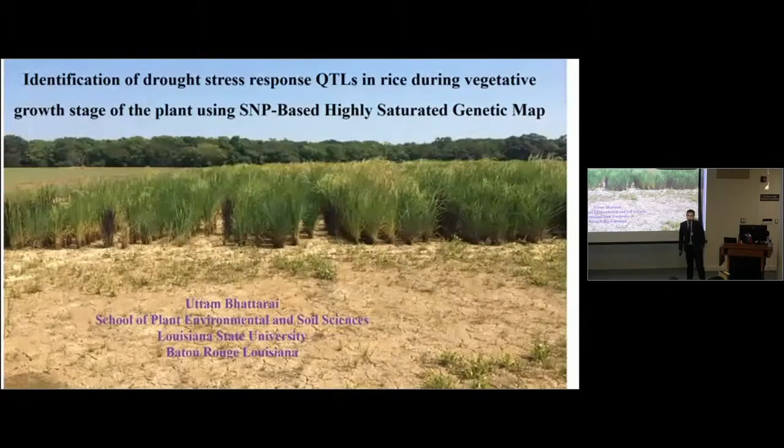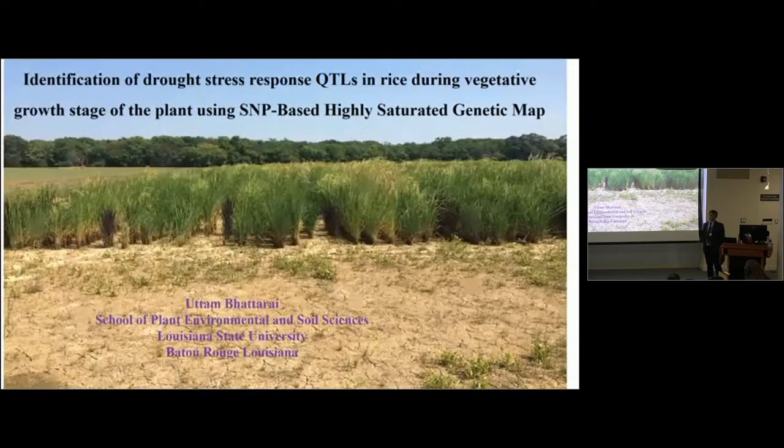Hi, good morning, everybody. I'm Uttam Bhattarai from Louisiana State University, and lots of talks going on today about the drought, and I'm just continuing the same talk. It's about drought, and I'm trying to identify some of the QTLs that respond to drought resistance in rice. And this is my rice field that I had grown like 2 years before, and we stopped irrigation in this field for almost 10 days, and the field looks like this.